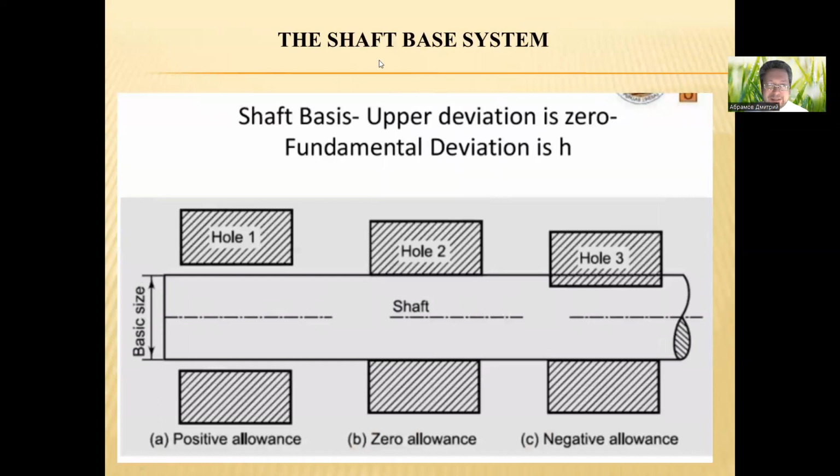The shaft-based system. Shaft basis, upper deviation is 0 and fundamental deviation is small h. Base size of shaft, and you can see three types of fits: fit with clearance, transition fit, and fit with interference.